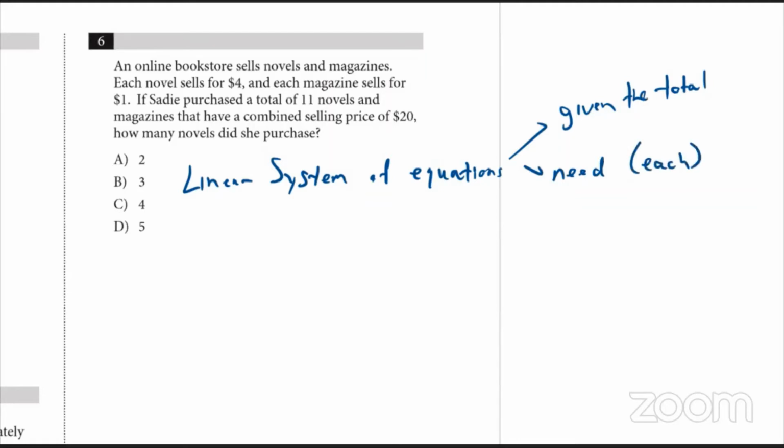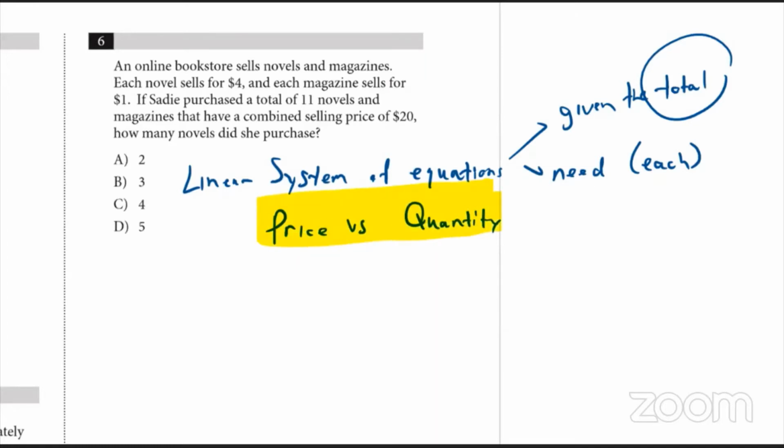So when we're talking about linear system of equation word problems, we're looking out for price versus quantity. And what will be often given is the total price and the total quantity. But what we might need would be the price or quantity of each item. So you want to have that in your mind and already be looking for it. So here, were we given the price of each item? Yes, we were. The novels are $4, the magazines are $1.